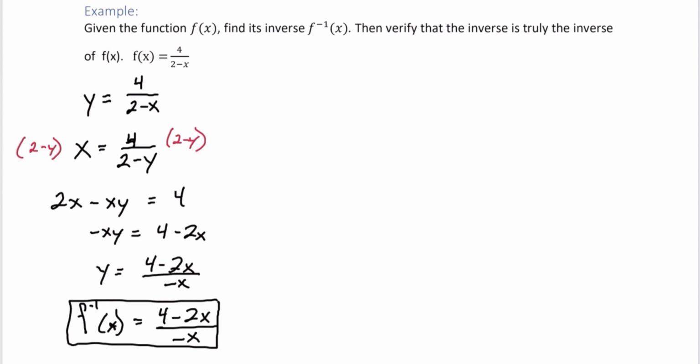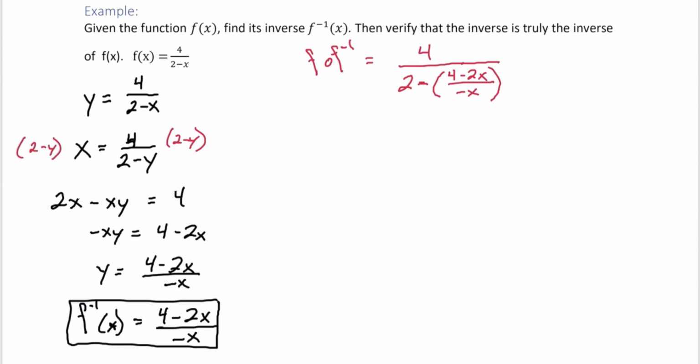To check to see if this is truly the inverse, we can evaluate f of f inverse, and hopefully the result will be x. So we're going to copy f, the original function, 4 over 2 minus x, but instead of writing the x, we're going to replace the x with f inverse. 4 minus 2x over -x.